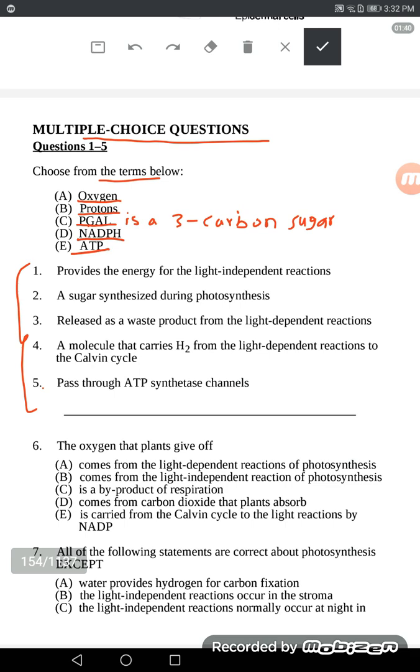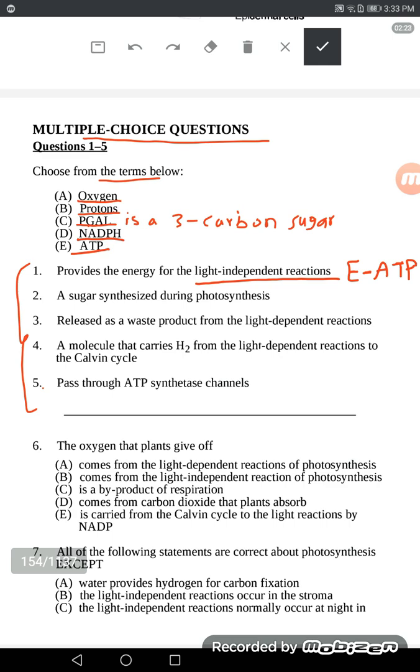The first one says, provides the energy for the light independent reaction. So the light independent reaction gets its energy from the light dependent reaction. From the light dependent reaction, which takes place inside the granum, ATP will be produced, and that ATP provides energy for the light independent reaction. So the answer for the first question is E. It is ATP, adenosine triphosphate.